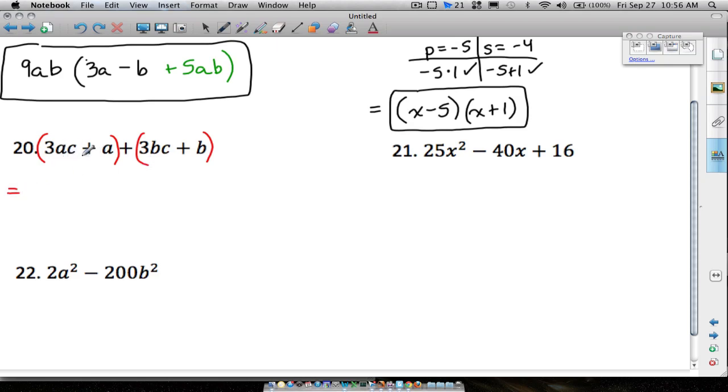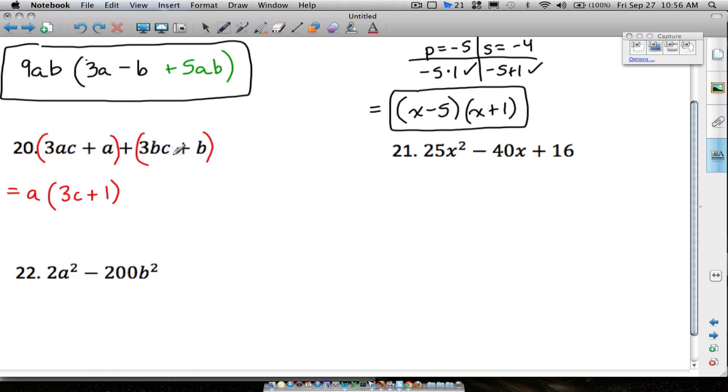This first group right here, we can pull an a out of those two terms. So if you pull the a out, you're left with 3c. Be careful right here, you're left with +1. Don't just cancel it out and write a 0. Because remember, you want to be able to distribute back and get 3ac, and then that's how we get that plus a back, because a times 1 is a.